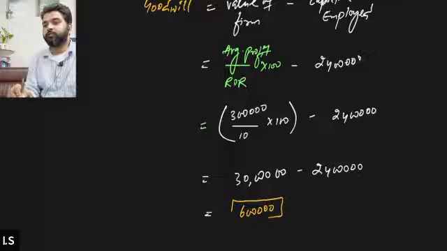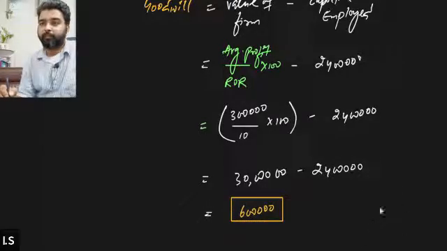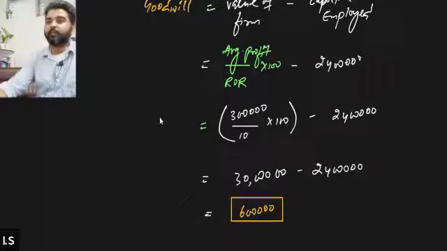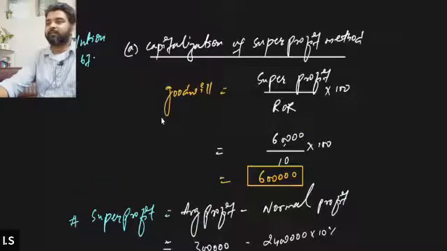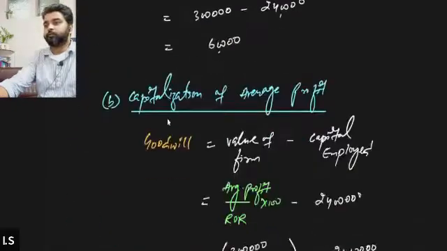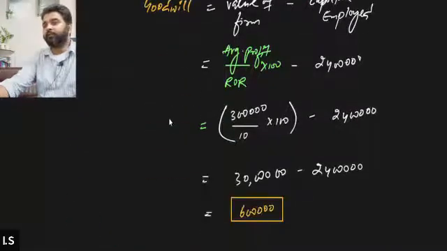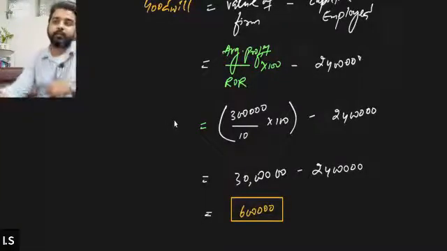In the previous session, I told you that you must get the same answer by both the methods. So here we are getting the same answer, 6 lakh by the capitalization of the average profit as well as the 6 lakh we are getting by the super profit method also. So that means we have done it correctly. Got it, everyone? Is this clear to all of you? Yes or no?